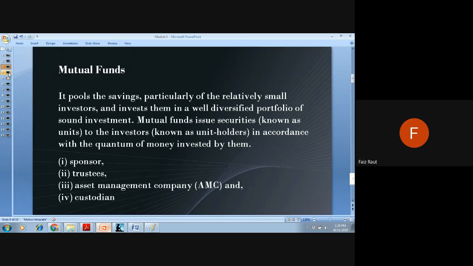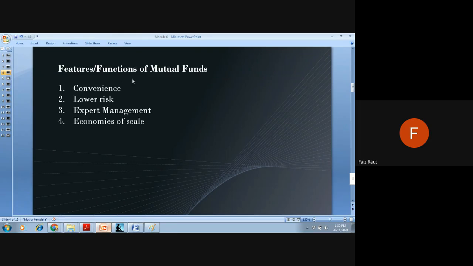Okay, so I'll just directly go with functions of mutual fund and features. This is very common question in exam. You can write it on your own as well. Okay, features या functions of mutual fund.